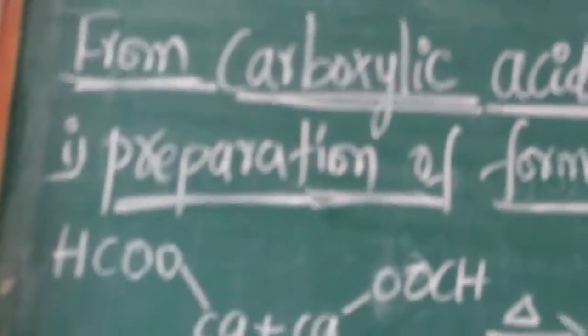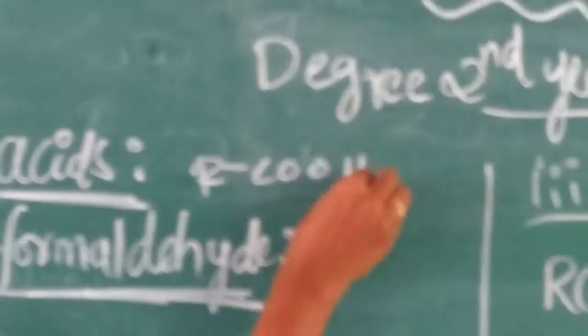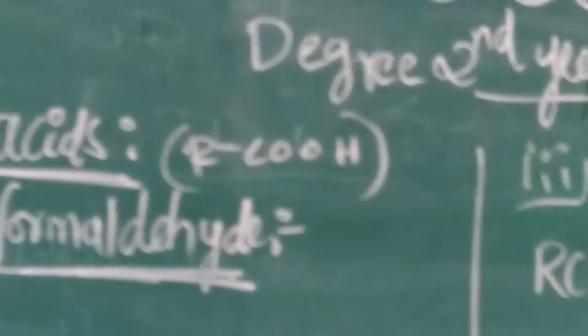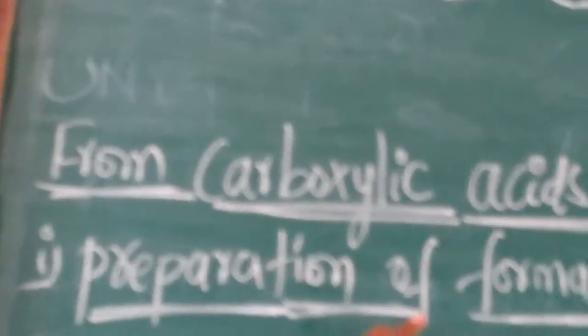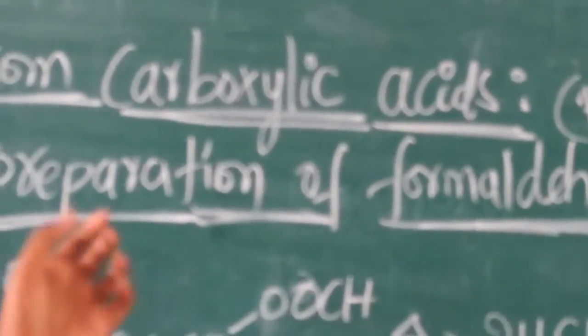All of you know about carboxylic acid. What is the formula of carboxylic acid? RCOOH. This is the formula of carboxylic acid. So now, how to prepare carbonyl compounds from carboxylic acid? See, first, the preparation of formaldehyde. So how to prepare formaldehyde from carboxylic acid?